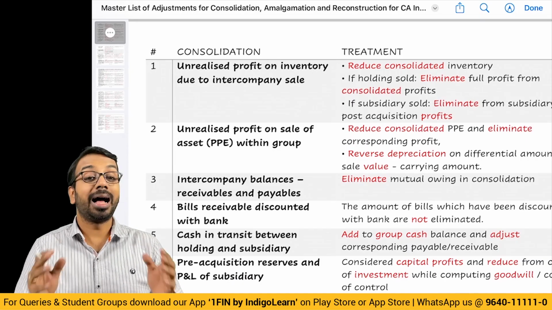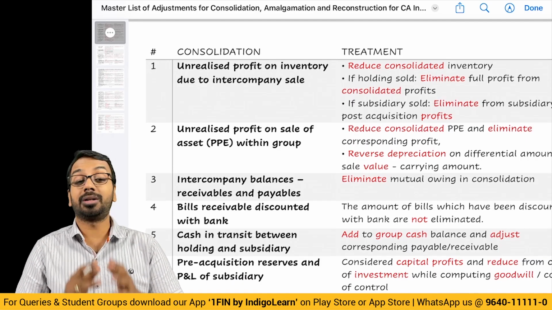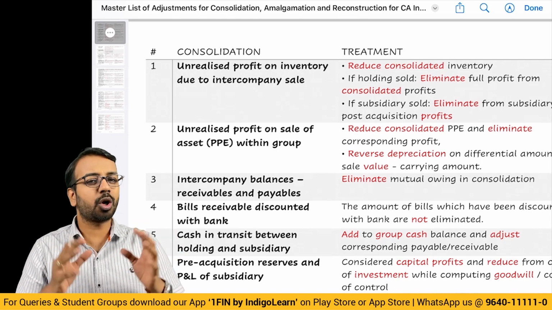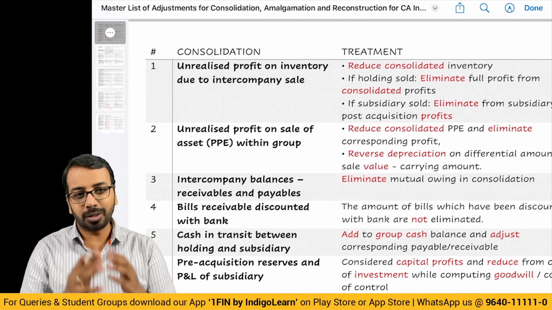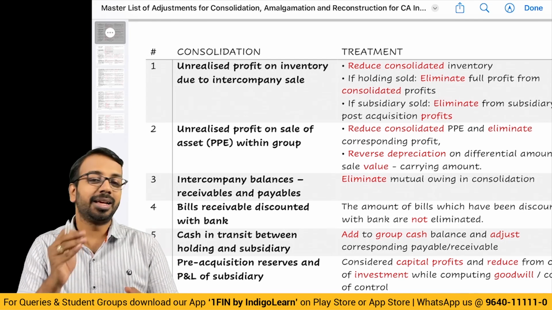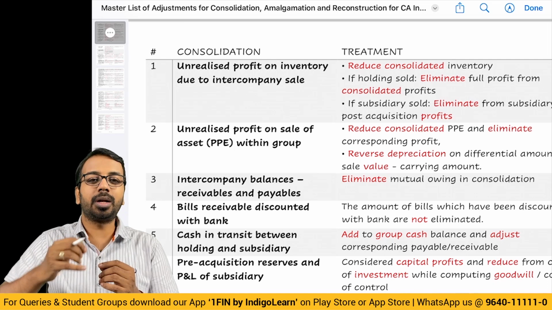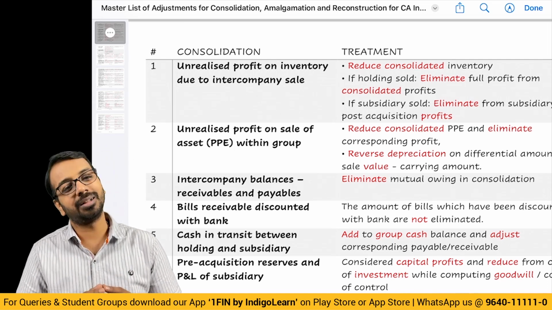Hello everyone. I hope all of your preparation is going amazingly and you are prepared for the upcoming examination. In this short video, I want to quickly revise all the common adjustments which are tested in consolidation, amalgamation and internal reconstruction. This will give you an additional boost before you write the examination.